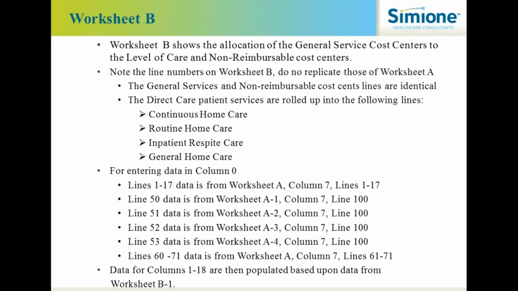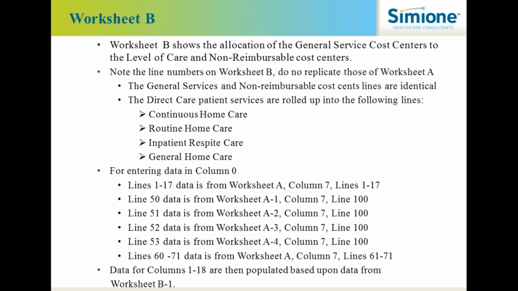For entering the data in column 0, lines 1 through 17 populate from worksheet A, column 7, lines 1 through 17. Line 50 comes from worksheet A-1, column 7, line 100. So that would be your total continuous home care cost. Line 51 would be your total routine home care cost, so that would come from A-2. And then 52 and 53 would be your respite and GIP.